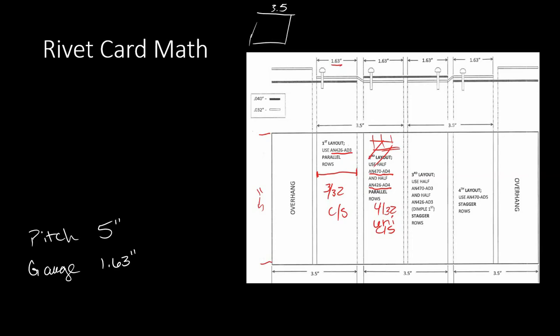The third layout, you have AN 470 AD3 and 426 3. You must dimple. Oh my gosh, everyone forgets to dimple. You do not countersink that one. Yes, you're going to use countersink rivets, but they're going to sit in a dimple. And you're going to stagger your rows. So what does stagger mean? So let's put up 3 rows right here.